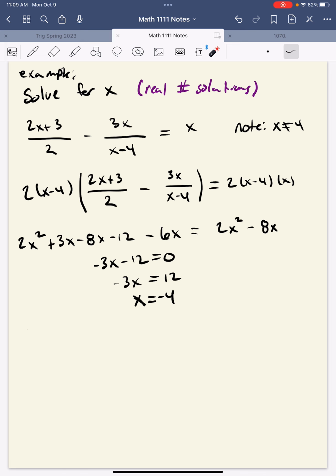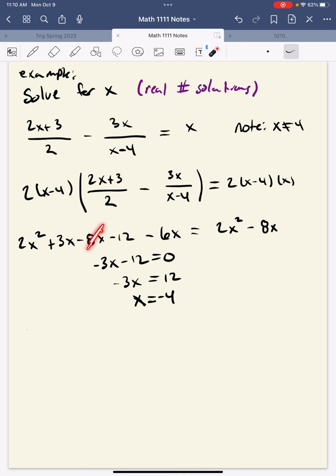Now, in order to make this equation a little easier to handle, we're going to multiply by the 2 in this denominator, multiply by the x minus 4. We need to do that to all terms. Once we do that, we will have 2x squared plus 3x minus 8x minus 12 minus 6x on the left. And then if we did that on the left, we need to multiply by that same thing on the right. So we'll have 2x squared minus 8x.